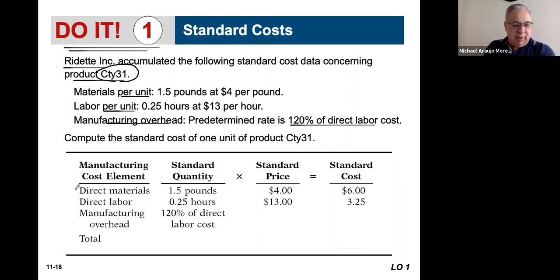So here we have direct materials, 1.5 pounds at $4, standard cost for materials, $6. Direct labor, a quarter of an hour at $13 an hour, $3.25. The overhead is 120% of that. So in this case, 3.25 times 1.20, 120%, is 3.90. Adding all that up, your total cost per unit is $13.15 per unit. That is the standard cost to produce 1 unit of CTY31.